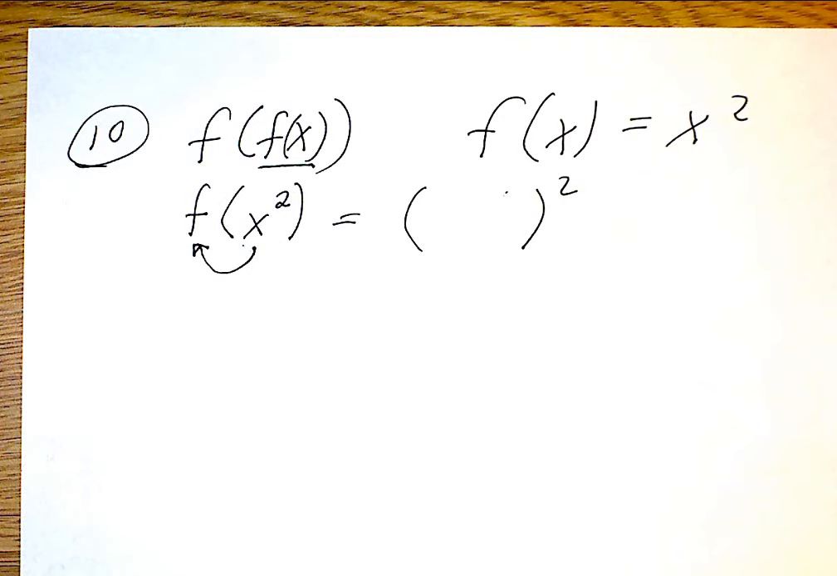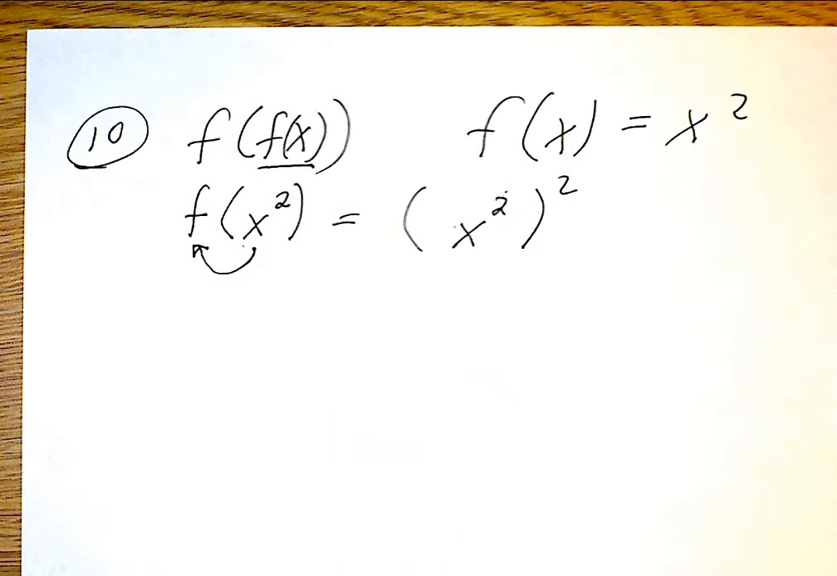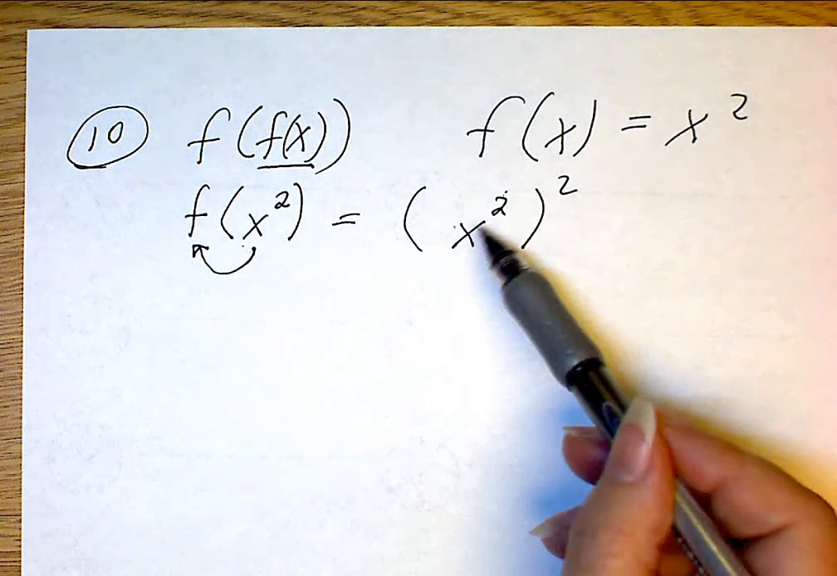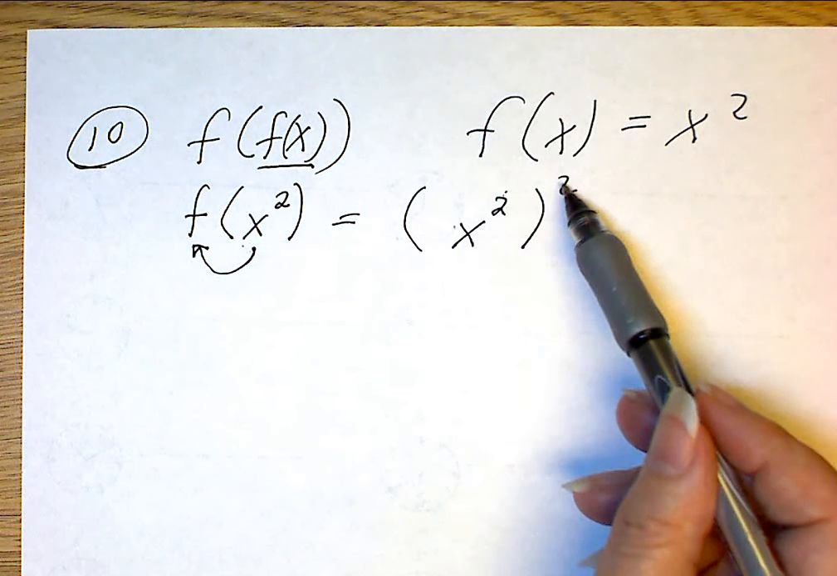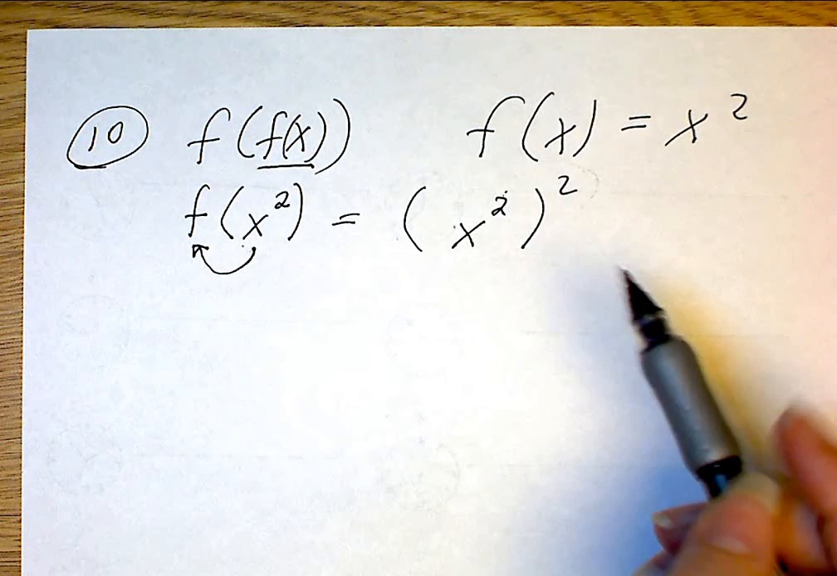And you're literally putting this now inside. Now, ladies and gentlemen, when we have x squared and we are squaring that, what do we have to do to the exponents? Multiply them. So our final answer would be x to the 4th.